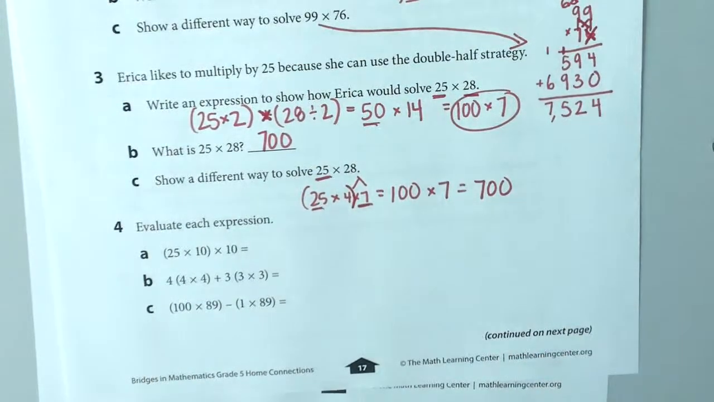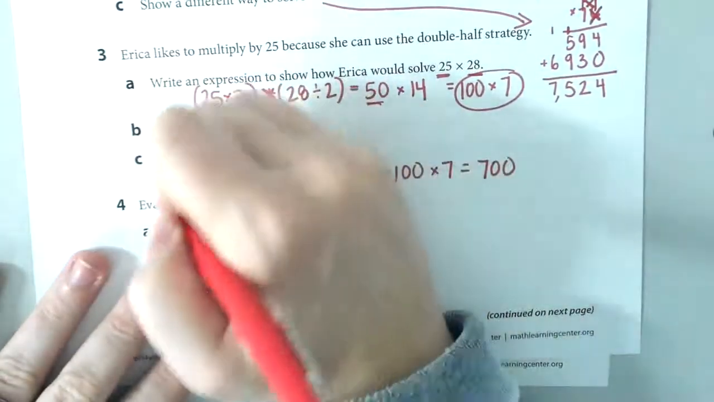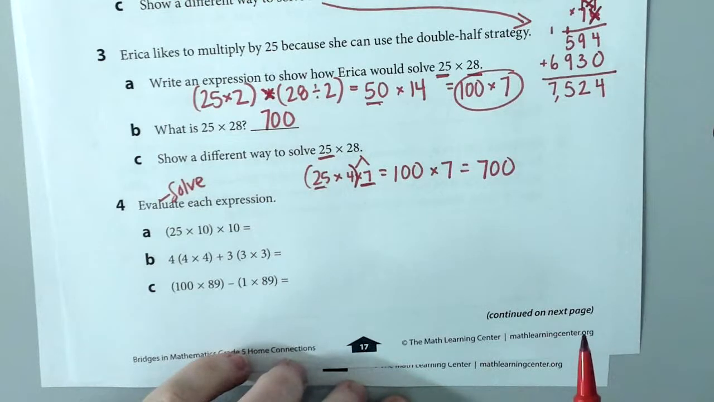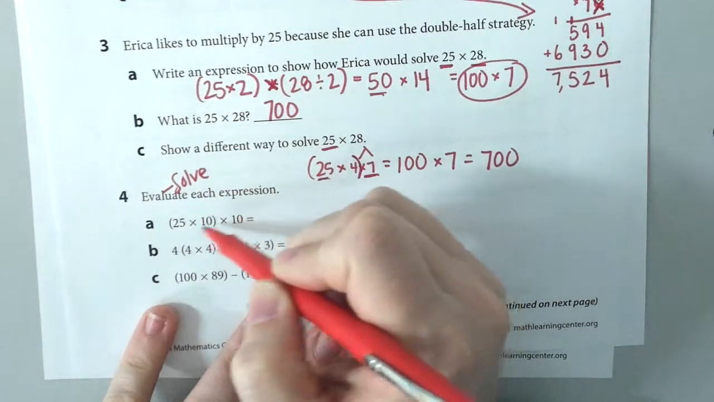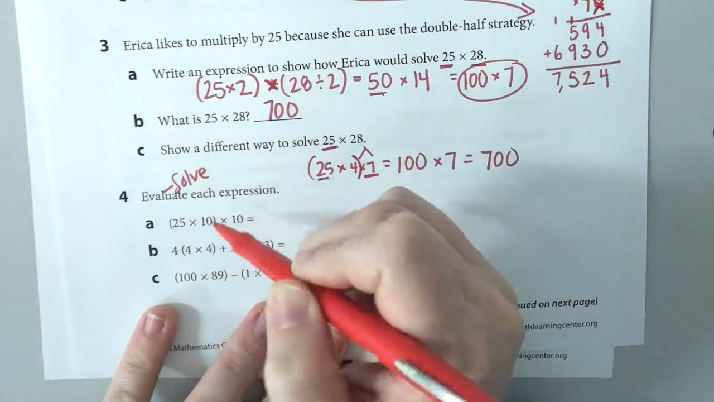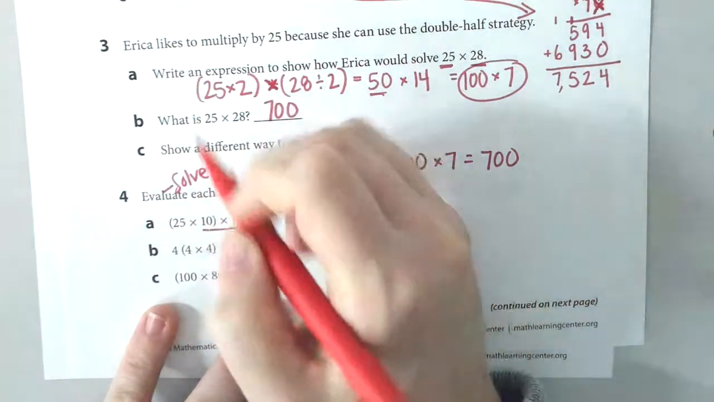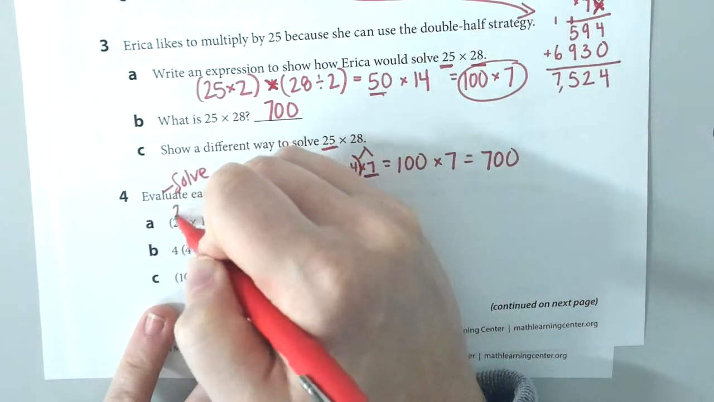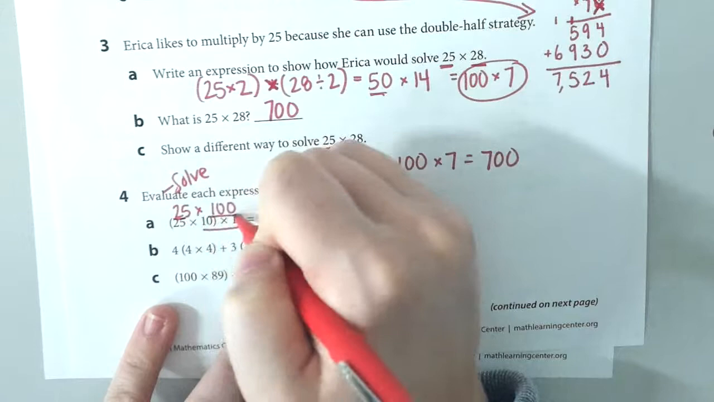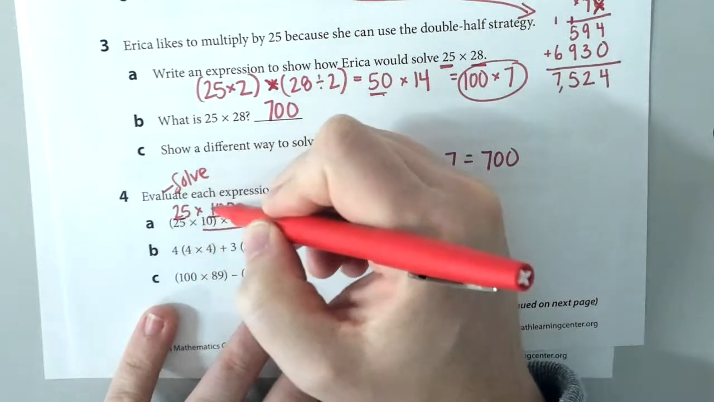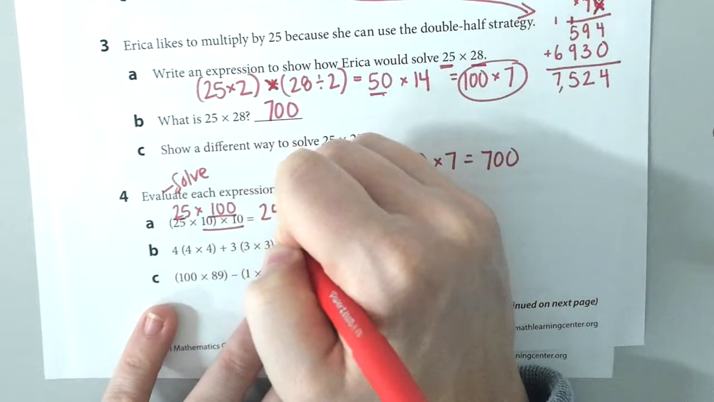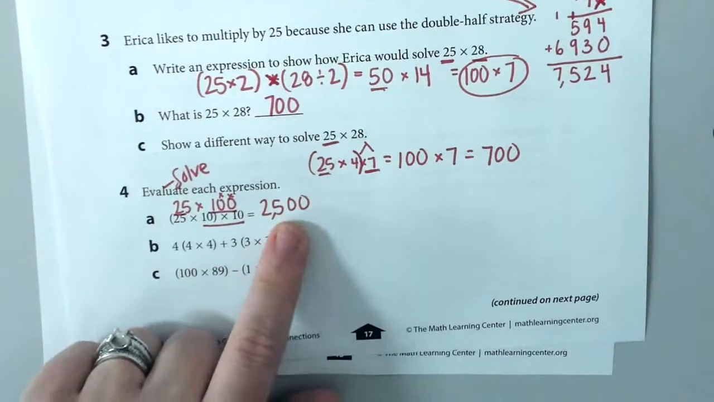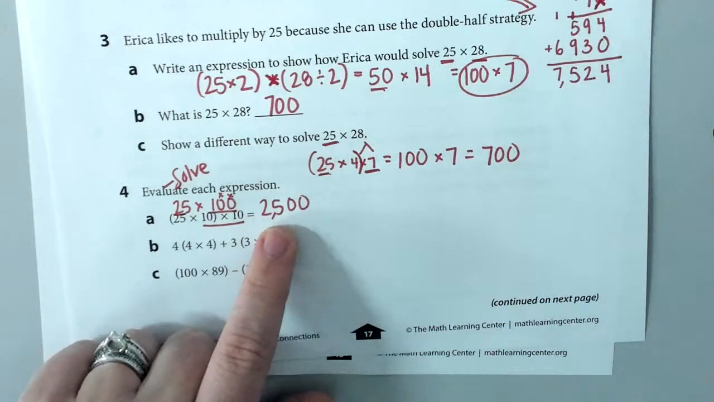Number 4, evaluate each expression. Remember, evaluate means solve. Okay. Well, since I have multiplication right down here, I can solve these in any order. I'm actually going to take 10 times 10 first because that is 100. And then I still have my 25 left. 25 times 100. I'm going to take 25 times 1 first. And I'm going to attach 2 zeros, because it's 100 times larger. 2,500.